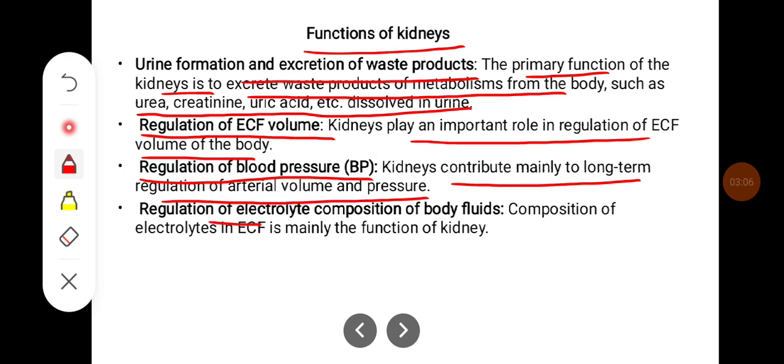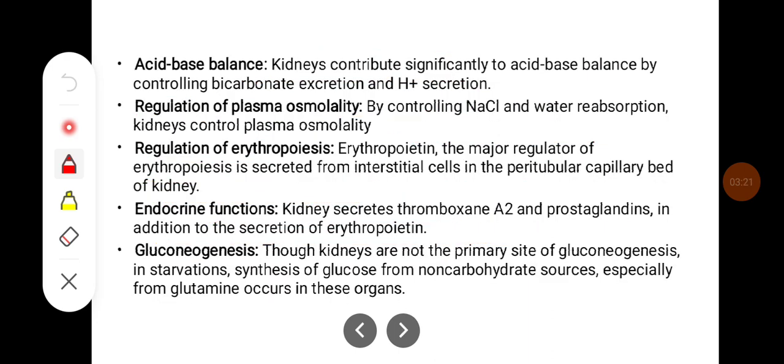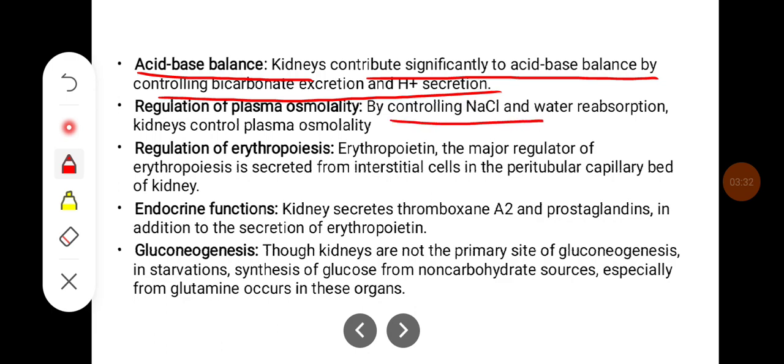They help in regulation of electrolytes and the composition of the body fluids. Composition of the electrolytes in ECF is mainly the function of the kidney. They help in acid-base balance. Kidneys contribute significantly to acid-base balance by controlling bicarbonate excretion and H plus secretion. By controlling NaCl and water reabsorption, kidneys control plasma osmolality.